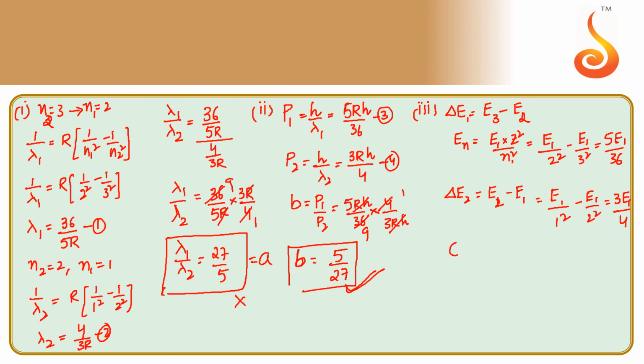So we get C is equal to delta E1 by delta E2, which is 5E1 by 36 times 4 by 3E1. E1 gets cancelled, 4 ones are 4, 4 nines are 36. So we get 5 by 27. So the energy ratio also we got as 5 by 27. So option B is the wrong one and all the rest of the options are correct.